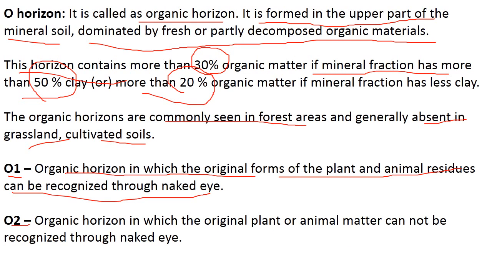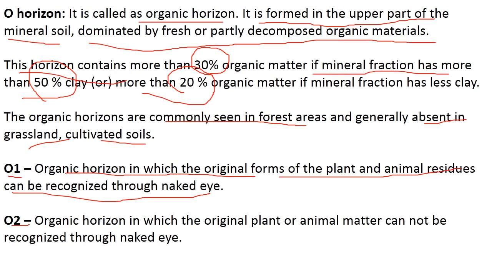Then, firstly, we are going to discuss the first layer of our soil profile. It's the O horizon. It's called the organic horizon. It is formed in the upper part of the mineral soil, dominated by fresh or partly decomposed organic materials. This horizon contains more than 30% organic matter, means this is the topmost layer of the soil profile, and its mineral fraction has more than 50% clay or more than 20% organic matter.